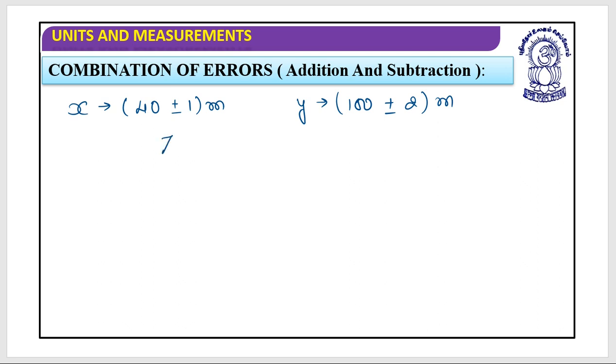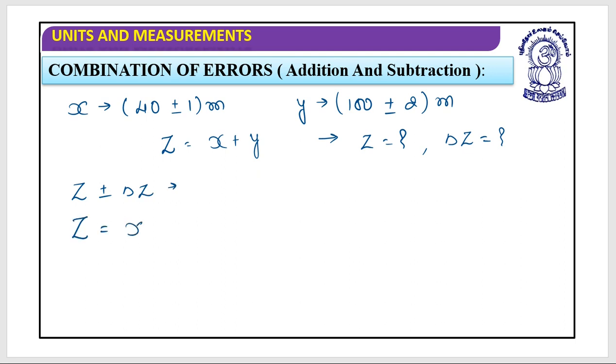Now I have a z, which is x plus y. I need to find the value of z, and I need to find the error in the measurement of z, which is delta z. So first I should write z plus minus delta z. This is what I require. First, I need to calculate z, which is x plus y. This is the true value of z, this is the true value of x, this is the true value of y.